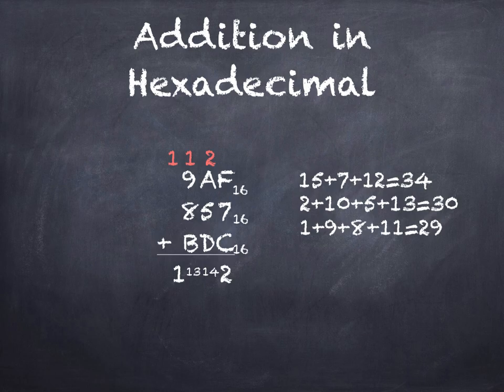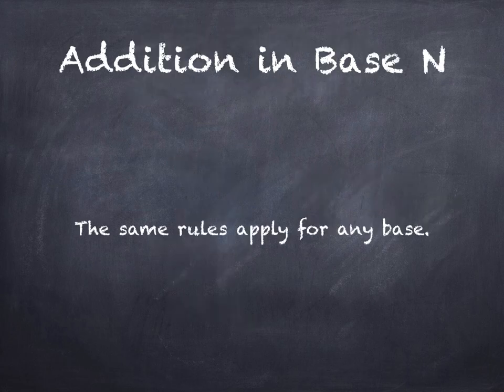Obviously, we cannot write down 1, 1, 3, 1, 4, 2. So we have to write the hexadecimal equivalent. So it's 1, D, E, 2, and then add the base to the end. Now, for any other base, you just have to follow the same process. You'll still get the correct answer.